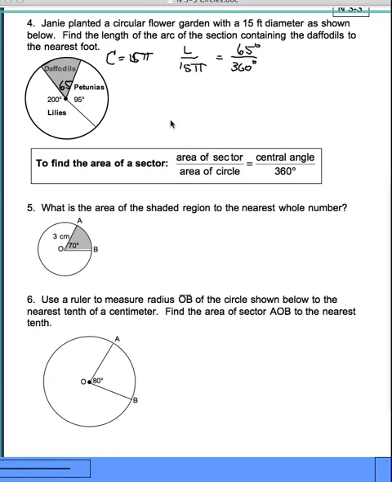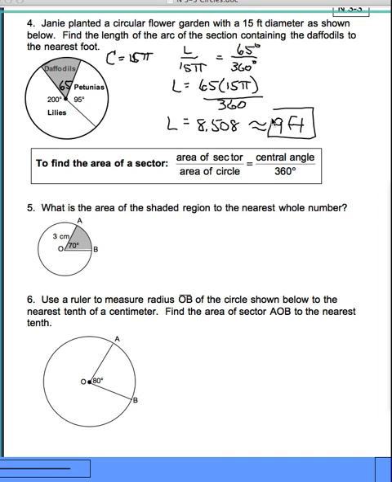To solve it, we have 65 times 15 pi over 360. You put that in your calculator using the pi button, and it says round to the nearest foot. We get 8.508, and that's going to round up because it's bigger than a half. So that's going to round up to 9 feet. So be careful on your rounding, especially something like that.